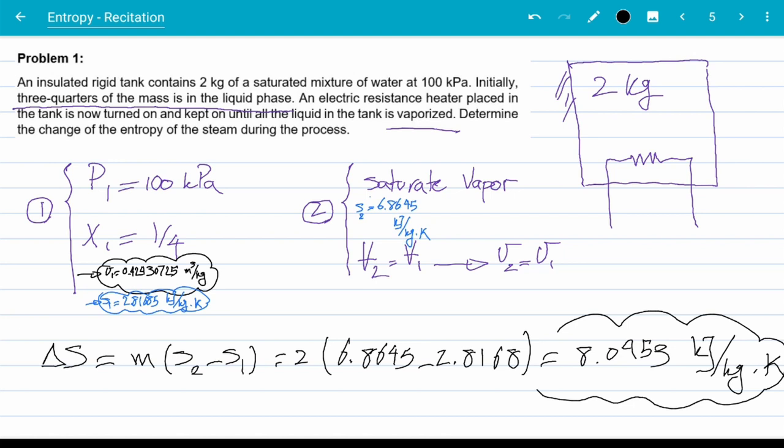So this is the final answer for the change of entropy of the steam during this process.